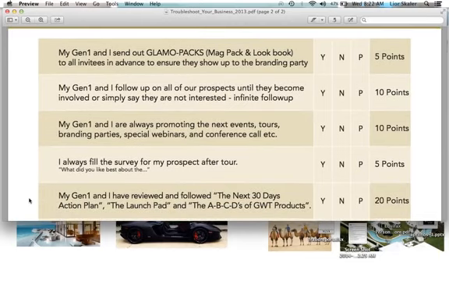We have a 20-point question. Very, very important question here. My Gen 1 and I have reviewed and followed the next 30 days action plan, the Launchpad, and the ABCDs of GWT products. Okay? So it's have you and have your Gen 1 done this? If the answer is yes, give yourself 20 points. If the answer is no, give yourself 0. And if the answer is partial, give yourself 10 points.